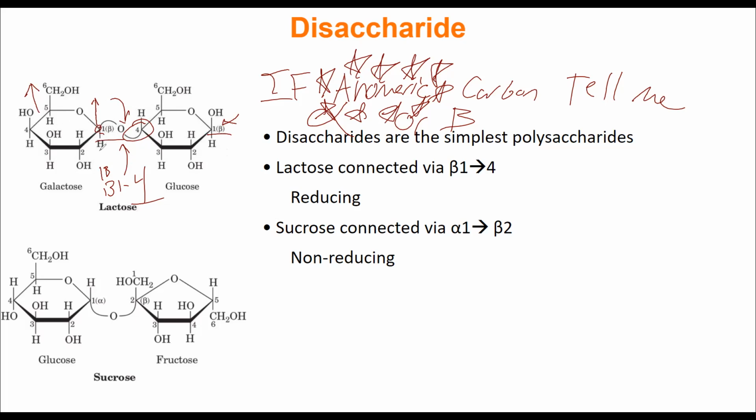galactose over here is in a bond. It can never open up again. So the beta is set. It is set in its ways. So that's beta.